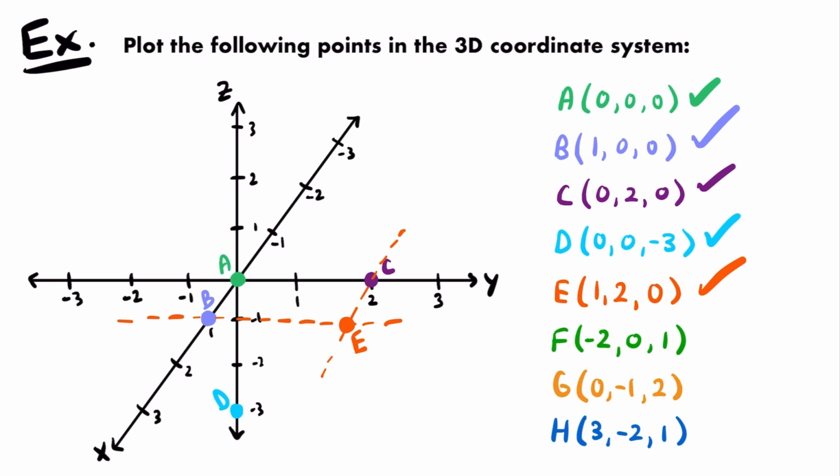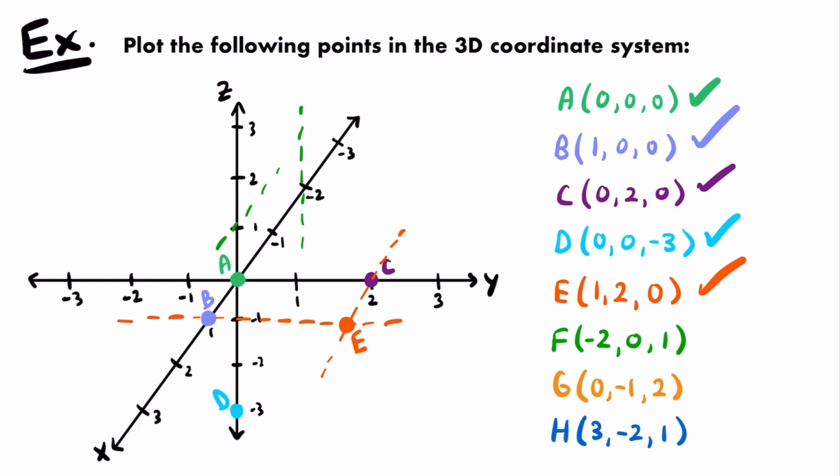We first want to draw a line through negative 2 along the x-axis that is parallel to the z-axis, right? So that will look like this. That's a line through x equals negative 2 that's parallel to the z-axis. And then we'll draw a line through z equals 1 that's parallel to the x-axis.